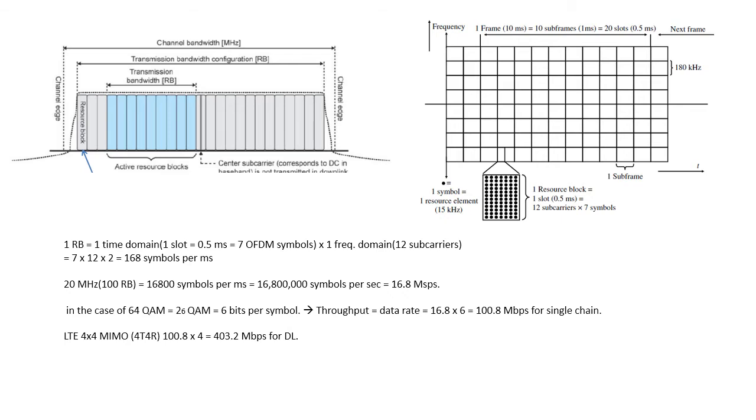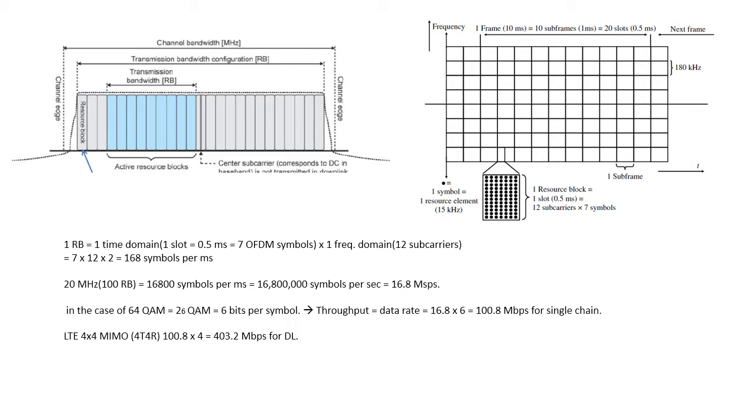Okay, so here we have a representation. We have a channel bandwidth and then the associated resource blocks. From the total channel bandwidth, there's a usable transmission bandwidth configuration, and then there's also the transmission bandwidth which is used for resource blocks, or the active ones.